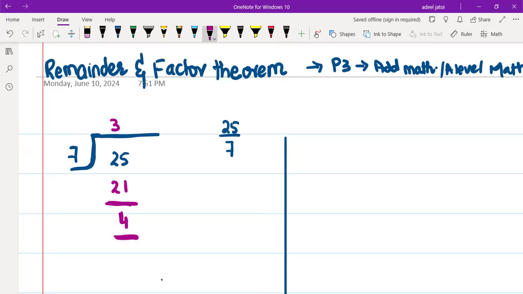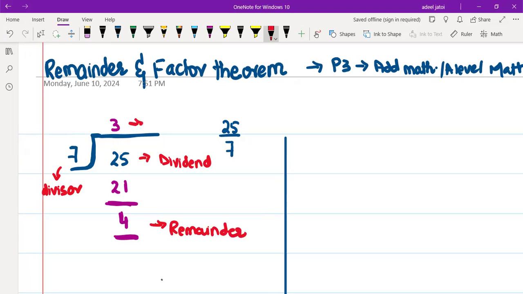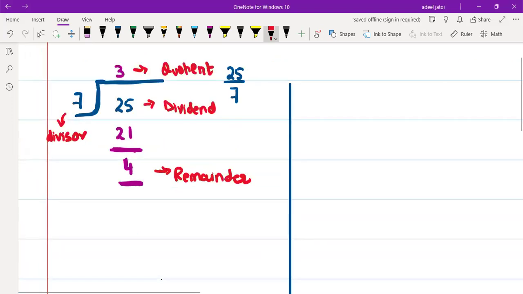So what we remember is that this 7 is basically your divisor. This 25 is your dividend. 4 is your remainder. And 3 becomes the quotient. So this is a normal division method, right?